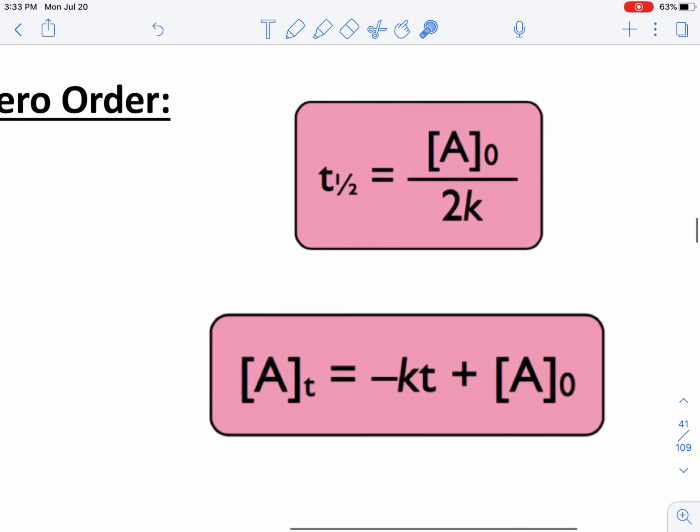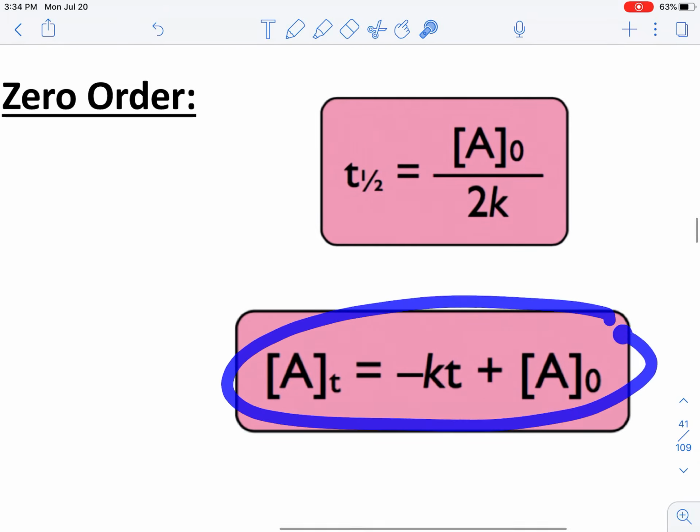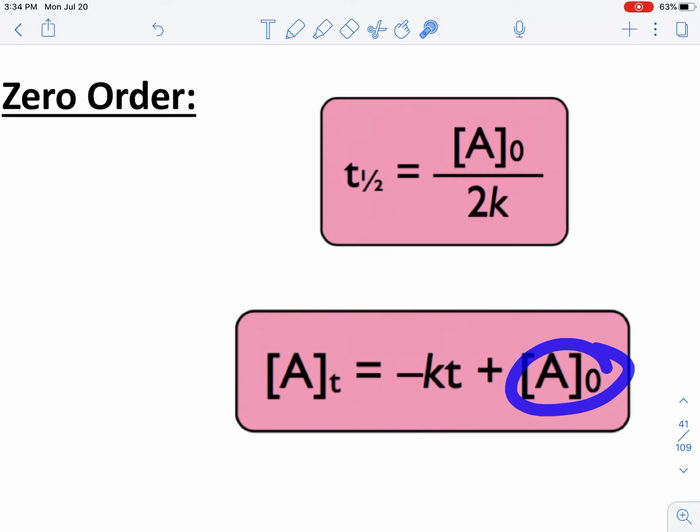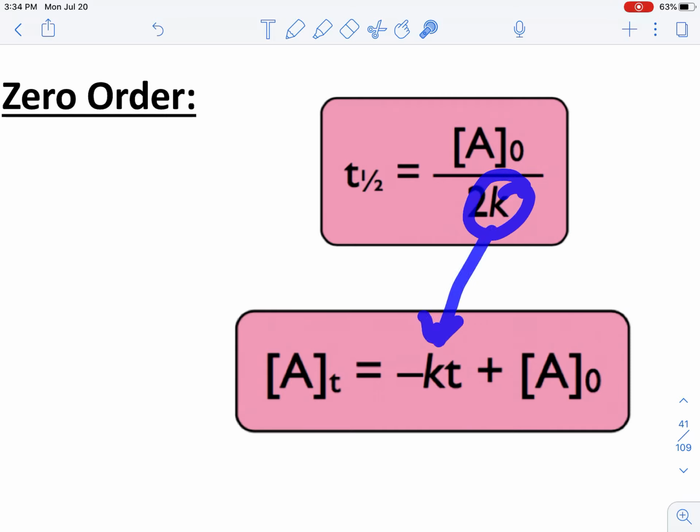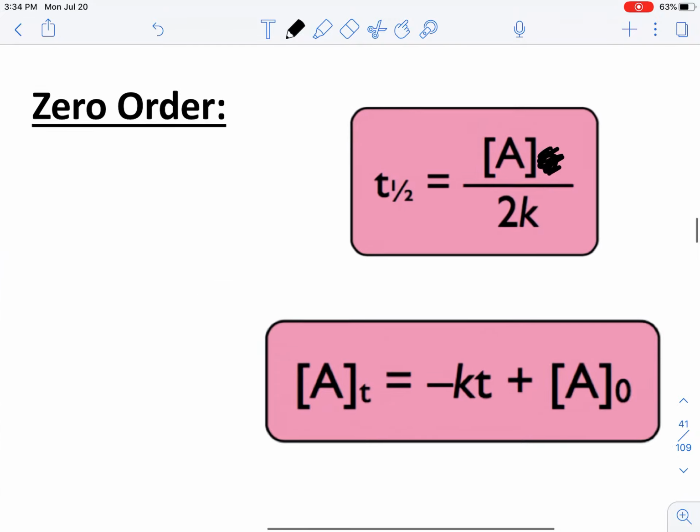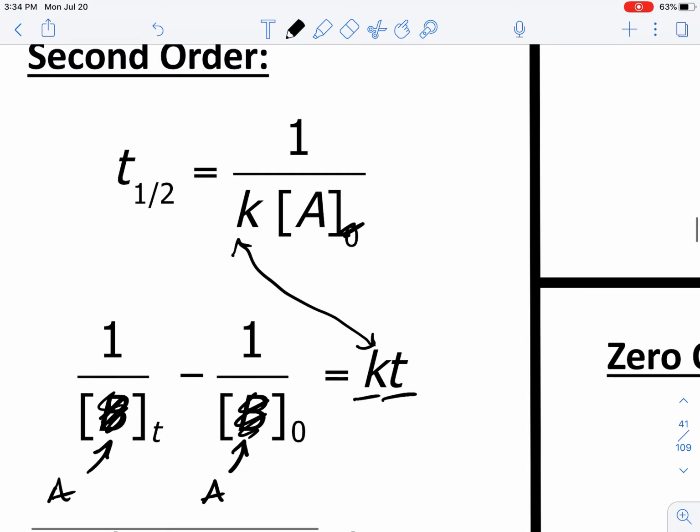So for zero order, the integrated rate law looks something like this, where you have initial concentration, you have time, you have rate constant k, and then you have the concentration of that reactant at any given period of time, where the rate constant k is the same as this rate constant k. And this A naught, I'm just going to X this out, is just going to represent any concentration, regardless of whether it's initial concentration or concentration at any given moment in time. Okay, so same here.